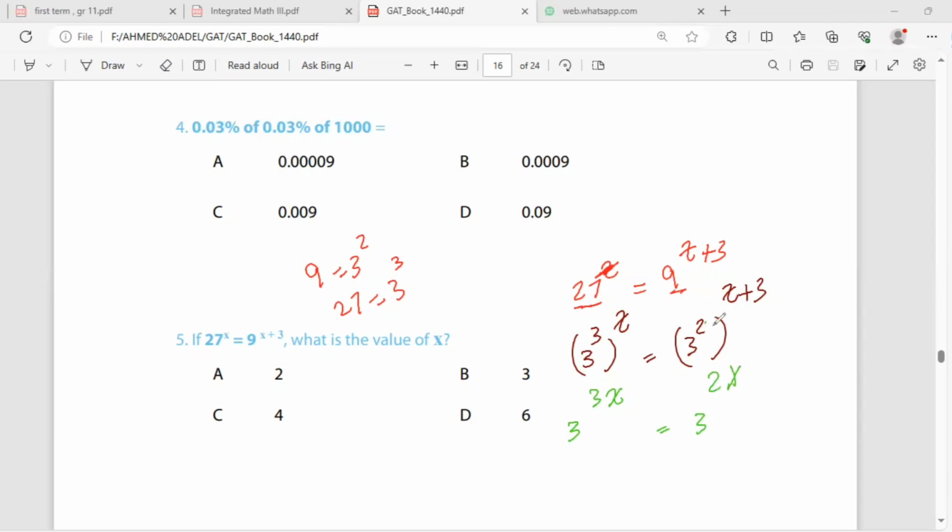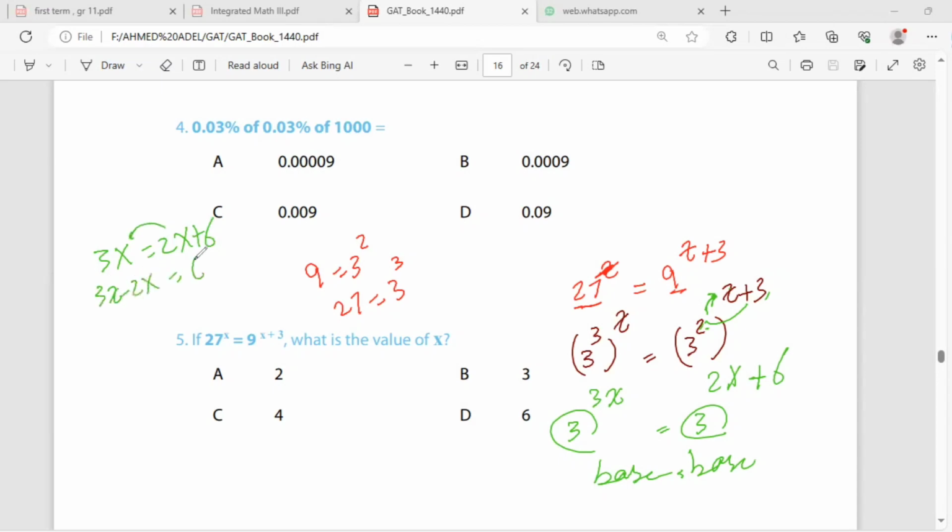And you have to multiply also 2 times 3. Don't forget this. Don't multiply only 2 times x and forget 3. You have to distribute, so 2x plus 6. Here base equals base, so exponent equals exponent. So 3x equals 2x plus 6. Solve this equation: 3x minus 2x equals 6. So x equals 6.